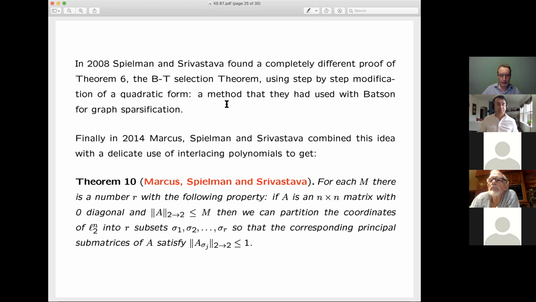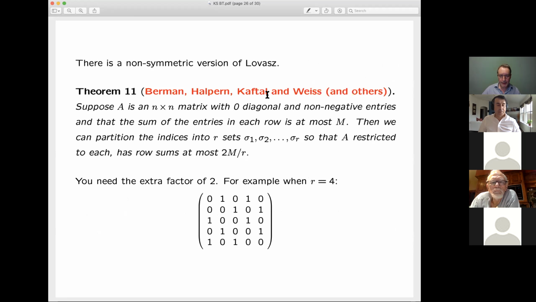In that case, what I'll do is I will prove this Berman, Halpern, Kaftel, and Weiss theorem, because the proof of that is also gorgeous. Let me remind you, I've got an n by n matrix with zeros on the diagonal, non-negative entries. I want to prove the same thing as Levasse, except I'm not assuming it's symmetric. This means that if you apply the Levasse argument, it doesn't work. It's pretty easy to see that it's just not going to work.